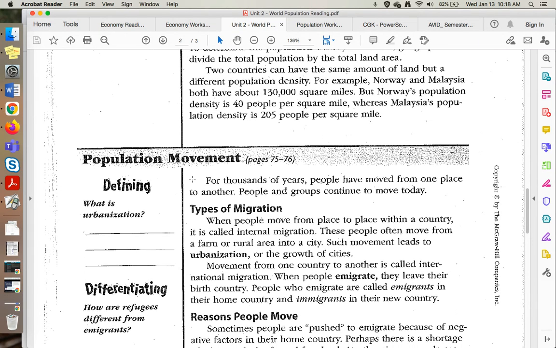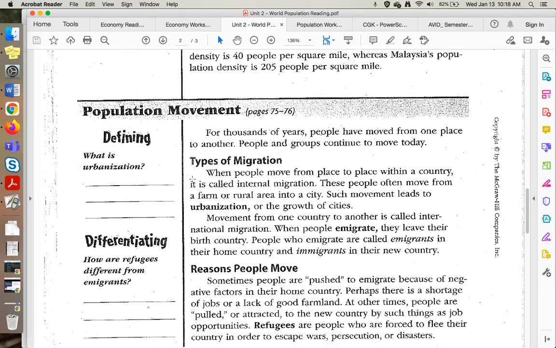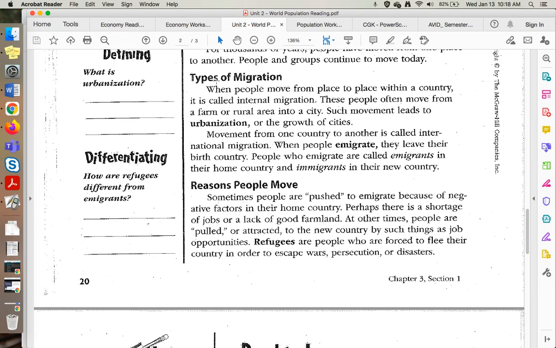For thousands of years, people have moved from one place to another. People and groups continue to move today. When they're moving, we're talking about it in terms of migration. When people move from place to place within a country, it's called internal migration. These people often move from a farm or rural area to a city. Such movement leads to urbanization or the growth of cities.